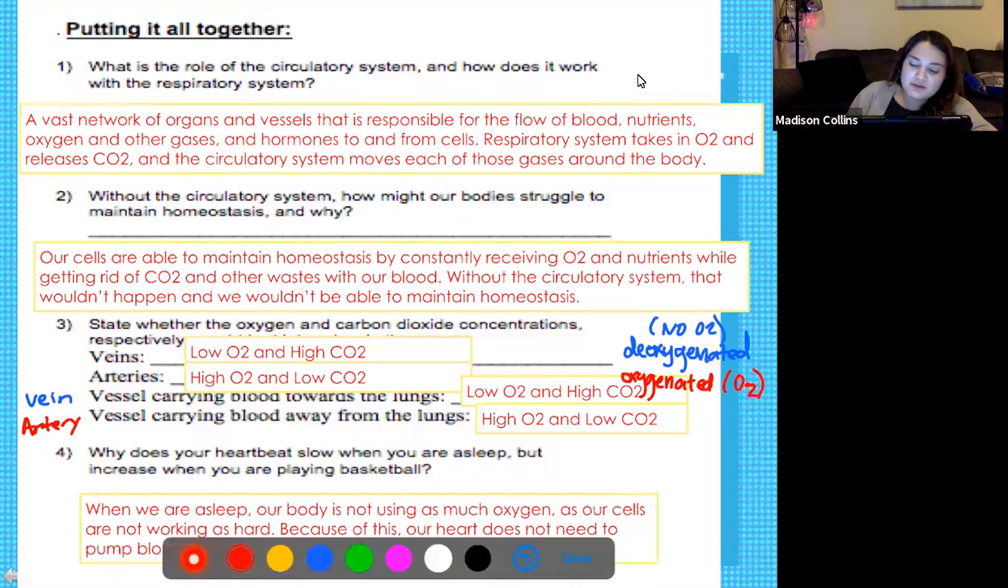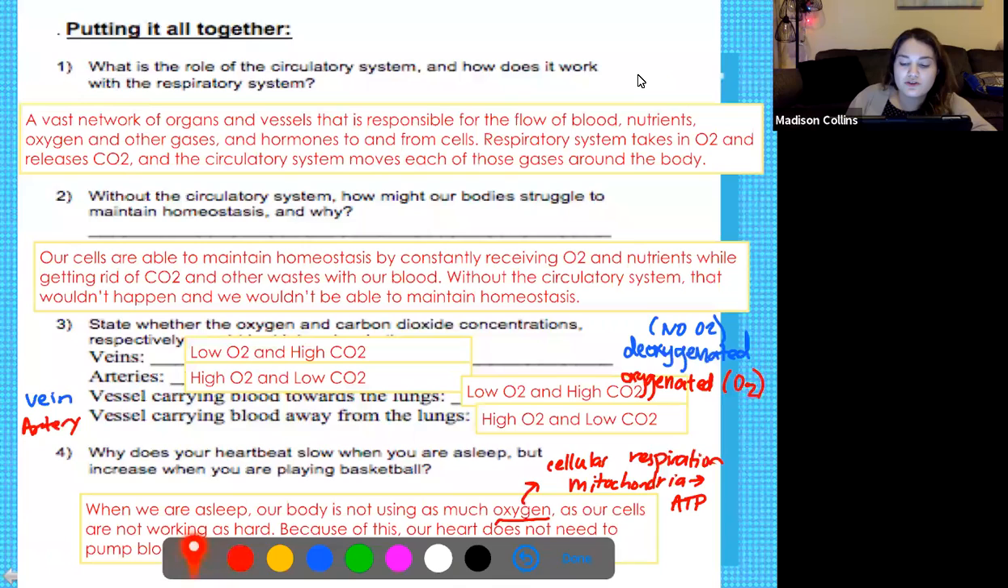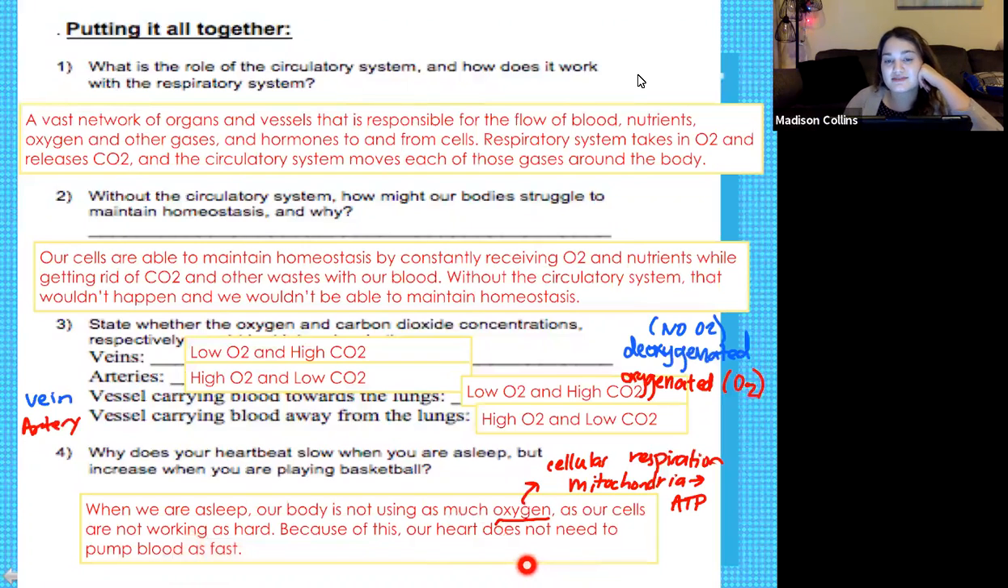So make sure you guys remember that oxygen is needed for that process called cellular respiration. And that happens in our mitochondria to produce ATP or energy. Now, when you're sleeping, you don't need as much energy. You're asleep. So because of that, our body is not using up that oxygen as readily, or our cells are not working as hard. But the opposite is true when you are exercising or playing basketball, right?